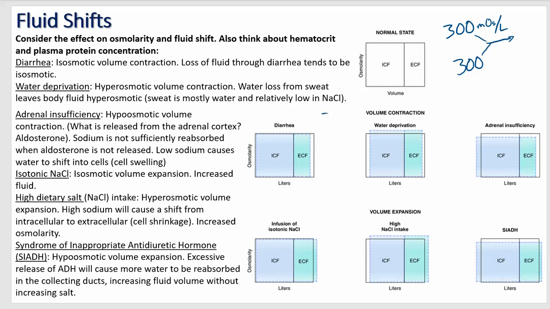However, you can see it's a volume contraction. So we are losing volume, so our extracellular volume has decreased. You can see this little space here. That's the decrease of volume. And it's extracellular. Intracellular doesn't get involved because it's isotonic. Okay. All right. So the next example here is water deprivation.